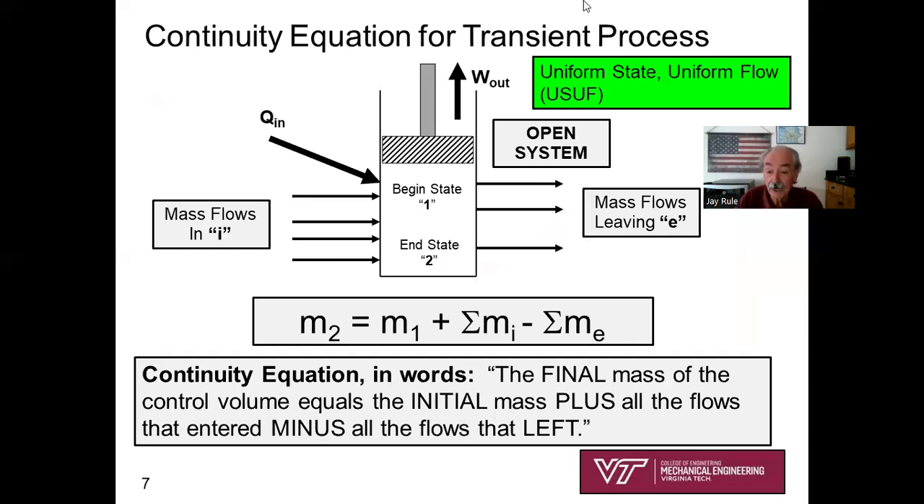Here's a general statement of the continuity equation pulled right out of your textbook, and it's worth just mentioning for any general uniform state, uniform flow process. This is not your homework problem. This is a general statement. It's a piston and cylinder with masses coming in, masses leaving. It says that the final mass equals the initial mass, m1, plus the sum of the masses that came in minus the sum of the masses that come out. And that's just basically common sense 101. So that's a general statement of continuity for any uniform state, uniform flow problem.